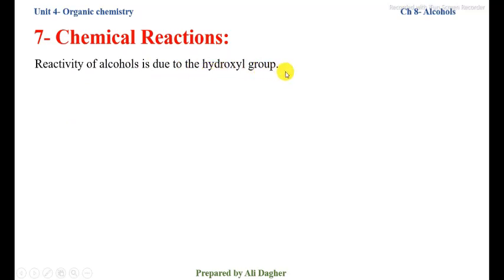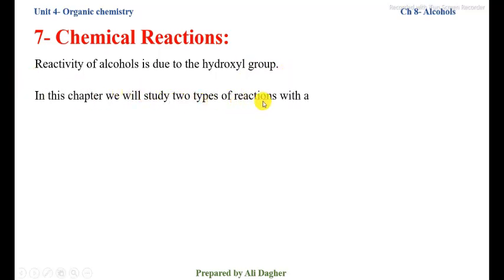Then part 7 of chapter 9, Chemical Reactions. The reactivity of alcohol is due to the hydroxyl group OH, which is the functional group of alcohol. In this chapter, we will study two types of reactions with alcohol: mild oxidation, and the second is esterification.